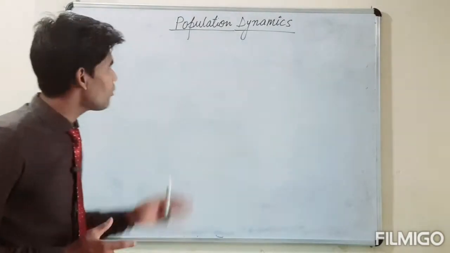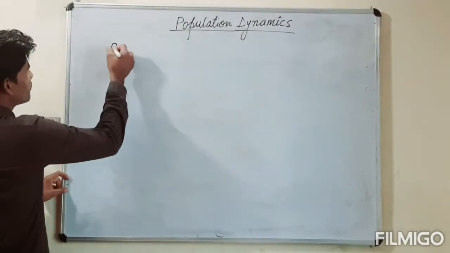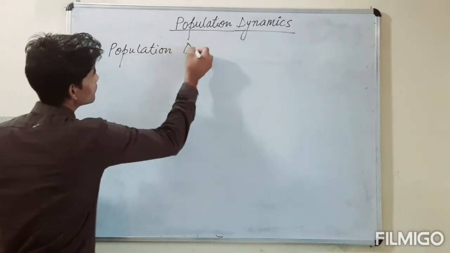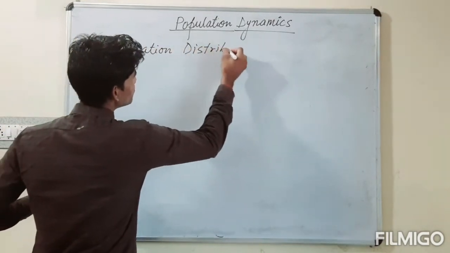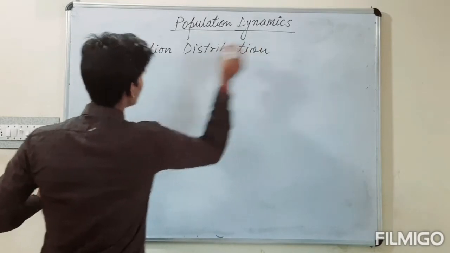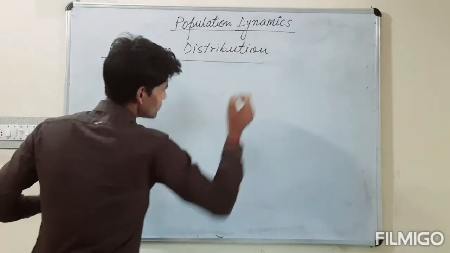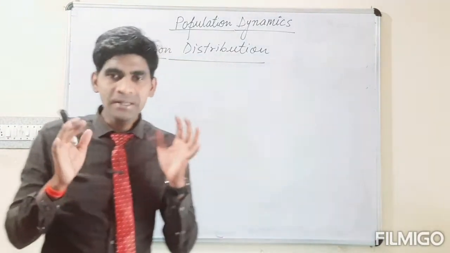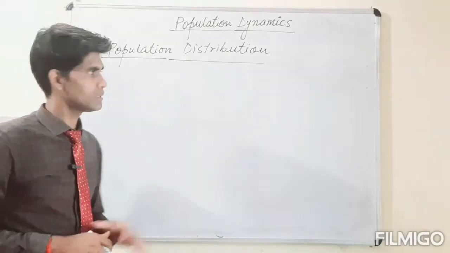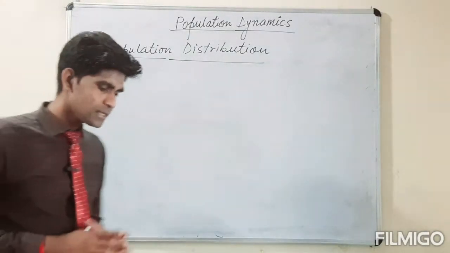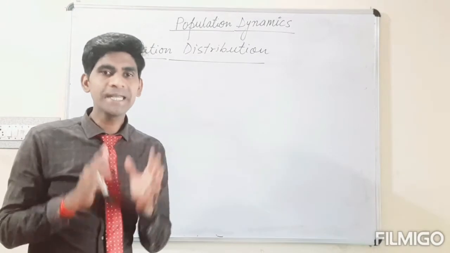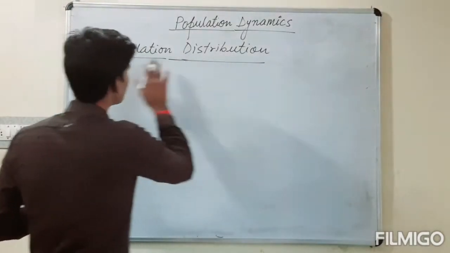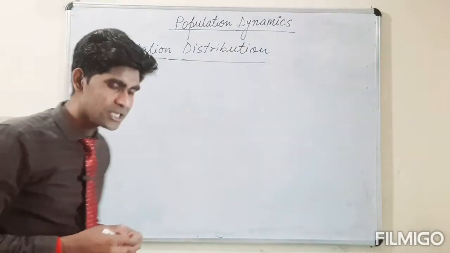So, what is population distribution? The very first topic is population distribution. Population distribution is the spread of people in a particular region or a particular area. That is known as the distribution of population or population distribution.